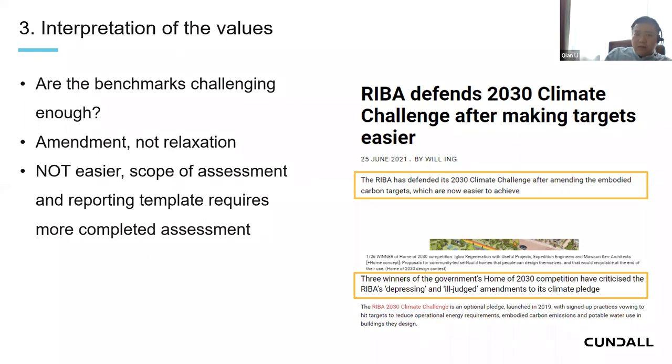Also, by defining the scope of assessment, and by defining the template of the report, it requires a more complete and more challenging scope of reporting, because you need to report everything more properly and more fully, and report at least 95% of the cost, at least all the material covered in each building category. So again, if you monitor or report everything more properly and more inclusively, most times your number will go high.